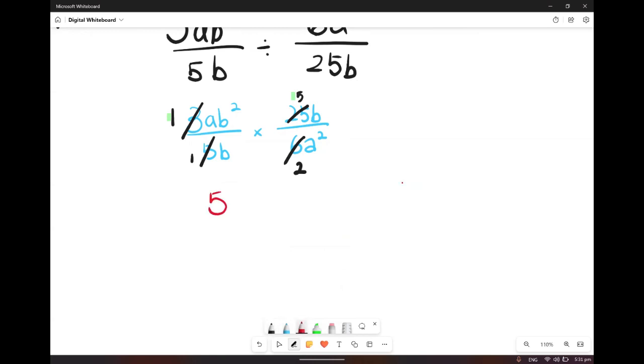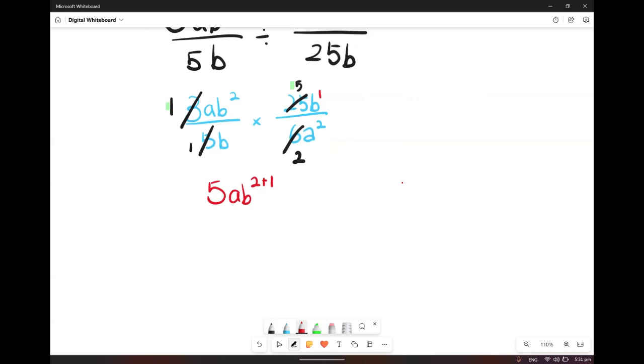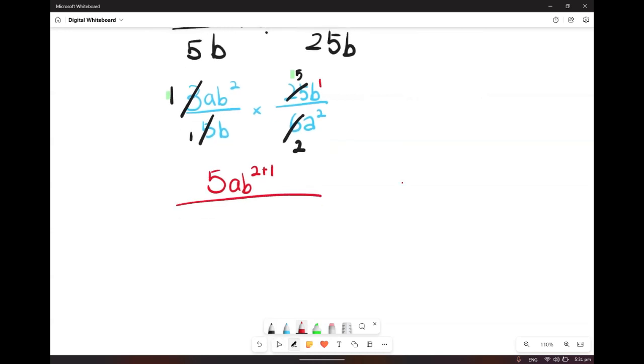Agree so far? A remains. B, 2 plus 1. Why 2 plus 1? Because there is an invisible 1 over here. Am I making sense? All right. Over. What is your denominator? Same thing. I'm going to highlight it for you. 2 and 1. Can you see 2 and 1? 2 times 1, that gives me 2. Agree or disagree?